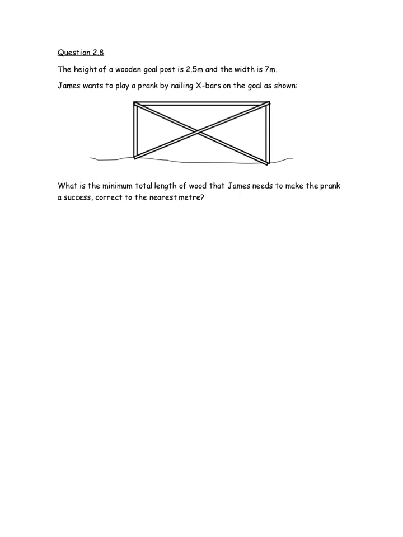The final question in this video then is question 2.8, and that says the height of a wooden goalpost is 2.5 metres and the width is 7 metres. James wants to play a prank by nailing X bars on the goal as shown. What is the minimum total length of wood that James needs to make the prank a success, correct to the nearest metre? The first thing I'm going to do is fill in all the information that I know, and I know that this up here is 7 metres and this here is 2.5 metres.